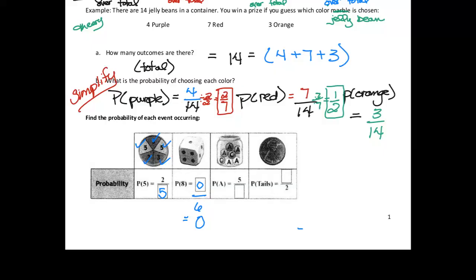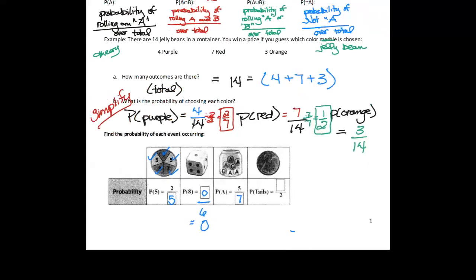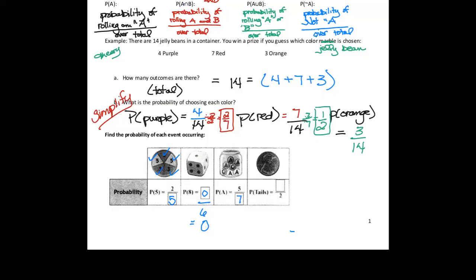5 out of what? 7. Did I hear someone say 6? Oh no, did she just do that? Yes, she did. All right, probability of getting tails. You flip a coin. What's the probability of getting tails? 1 out of 2. Can we simplify any of those here at the bottom? Yes? No? No. So they are already in simplest form.